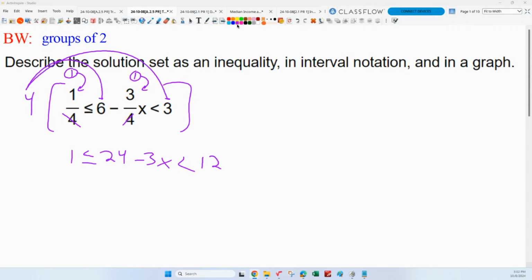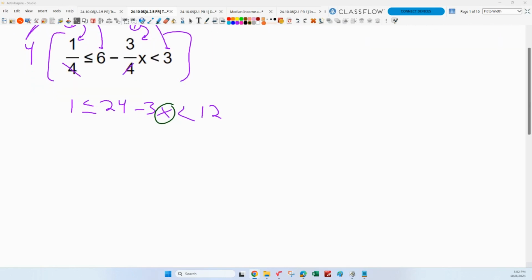All right, so now we've eliminated the fractions. Everything looks a lot easier. The arithmetic will be easier. From this point forward, I'm just trying to isolate the x in the middle of that triple inequality. So you guys tell me, look at that middle expression, 24 minus 3x. That's got to end up just being an x. What are the 2 steps in order to isolate that x? What's the first thing we're going to do?